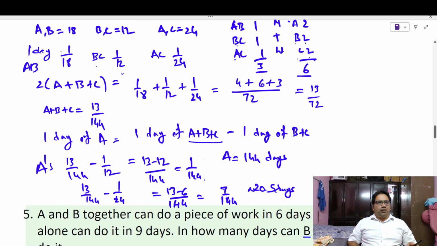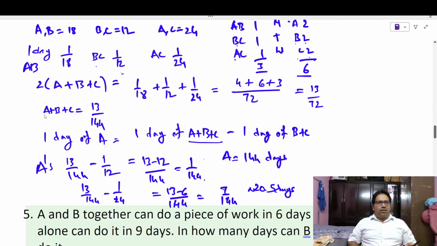1 by 18 on one day, another day it is this, a third day it is this much work completed. Let's have Monday, Tuesday, Wednesday. Monday, 1 by 18 is completed. Tuesday, 1 by 12 is completed. Wednesday, 1 by 24 is completed. That means 13 by 72 is completed over all these 3 days, when A, B and C worked 2 days each.